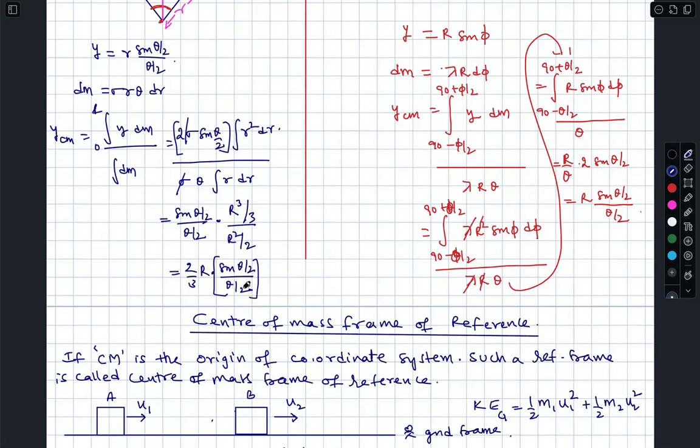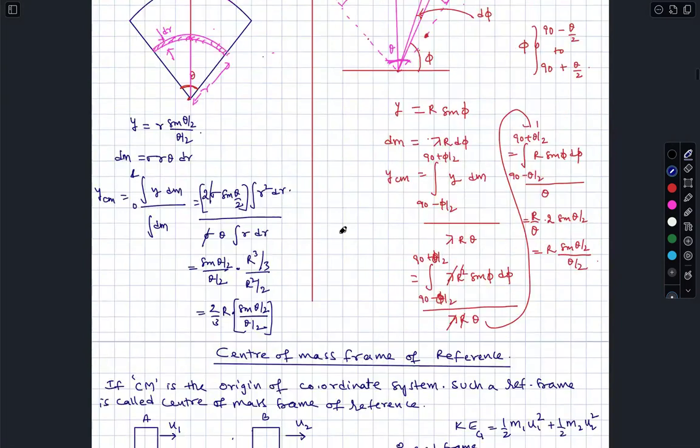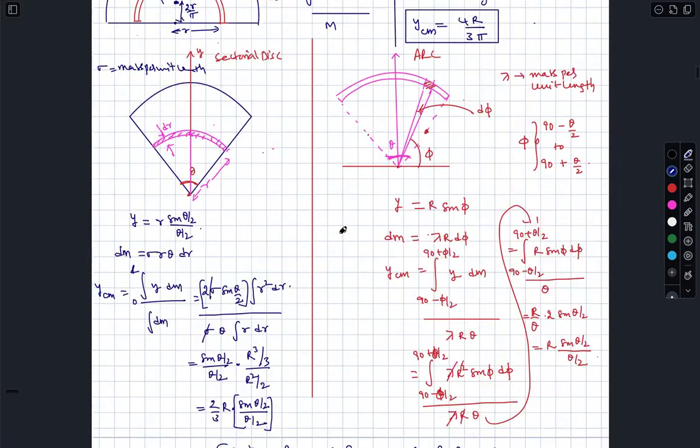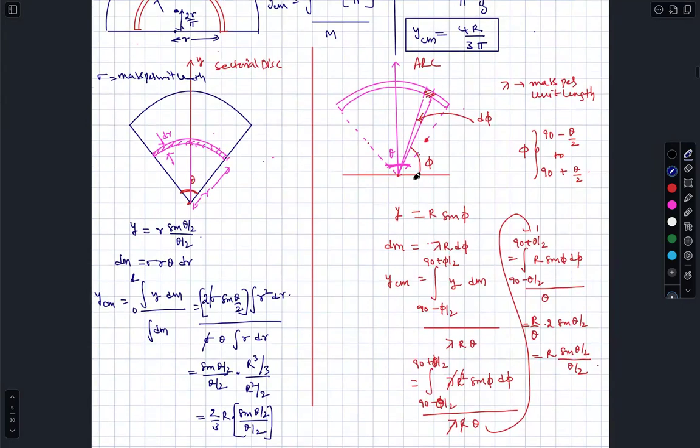Varun, any doubts? Okay. Now I have done perfectly. No mistake anywhere here. No mistake, honestly. So this is for a sectorial disk and this is for an arc. Any doubts?